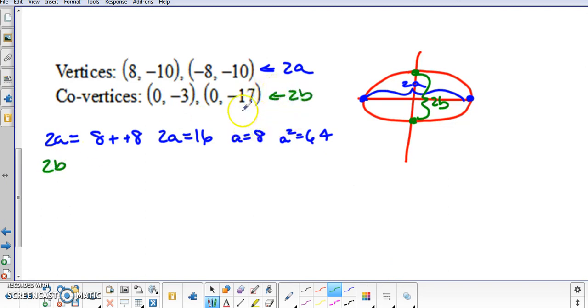All right. And then I can go ahead and do 2b, since I know that that's what this is going to be. My x's are not changing, only my y's are. So I need to figure out the difference between the two. Remember, difference means subtraction. So I'm going to subtract the two, so it's minus a negative, that becomes a positive. So then I'm going to have negative 3 plus 17, which is going to get me positive 14. So that's 2b. So then b is going to equal 7, which means that b squared equals 49.